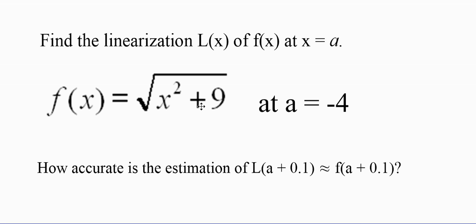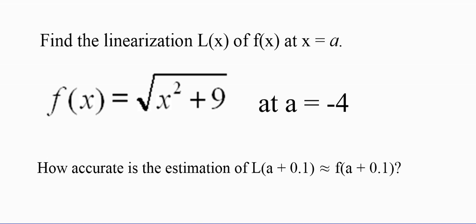Let's try this one right here. What we're going to do is find the linearization L of x of f of x at x equaling a. So we have f of x equals the square root of x squared plus 9, at x equaling -4. And we want to figure out what is the approximation of L of a at 0.1, so a of 0.1.